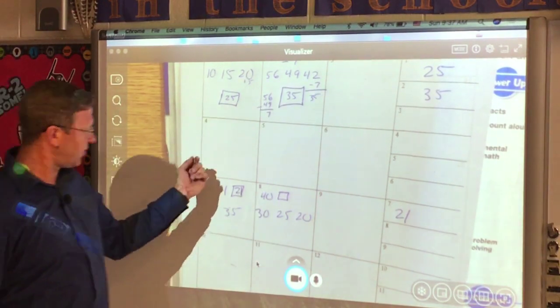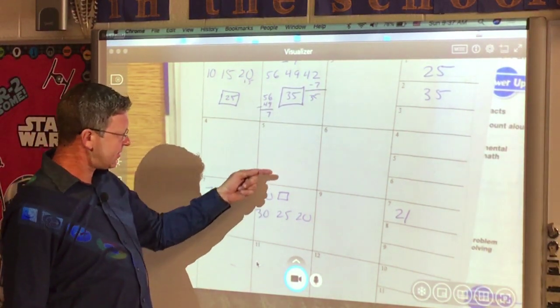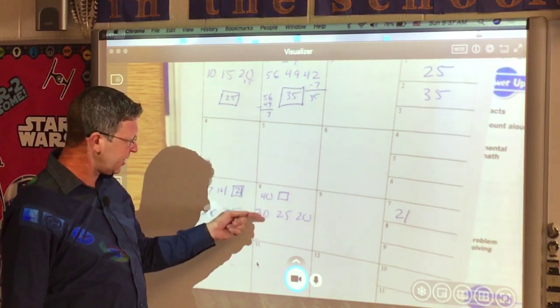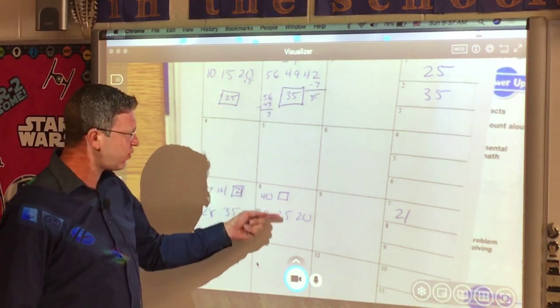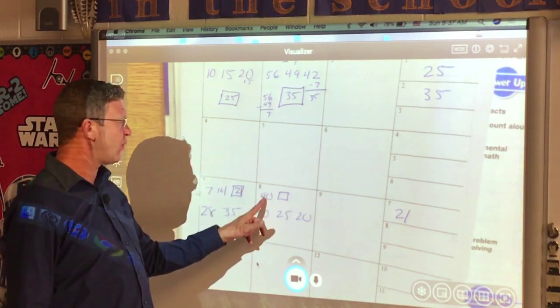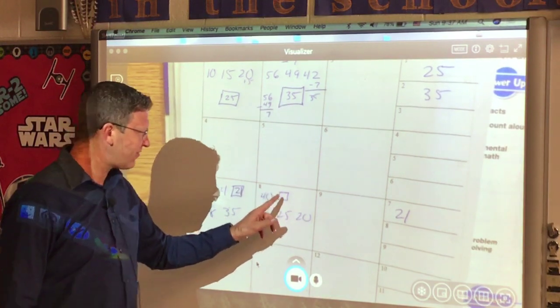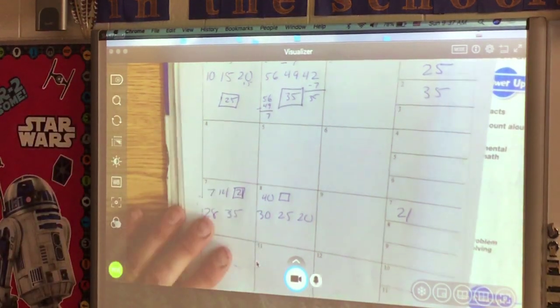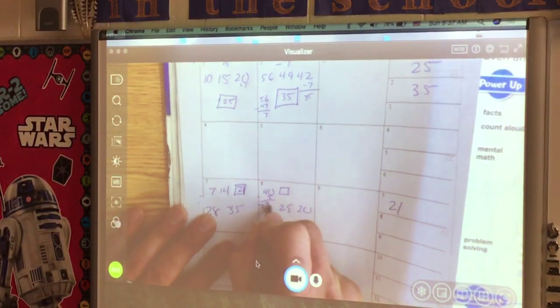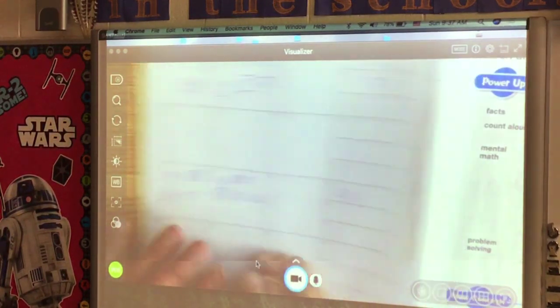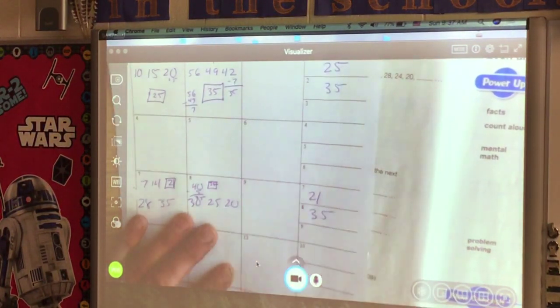Or you can go back going down this way. 40 minus some number equals that, minus some number equals 30. 30 minus 5 is 25. 25 minus 5 is 20. So I know that 40 minus 5 equals 35. And so I'm going to go ahead and write that in here. And that's for number 8, 35.